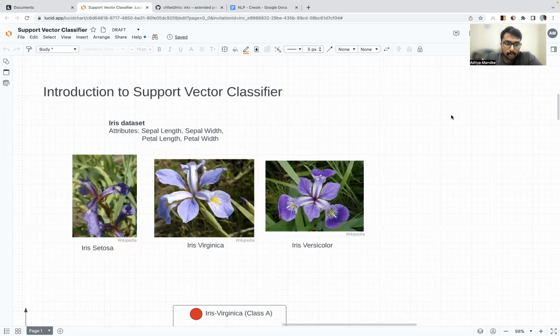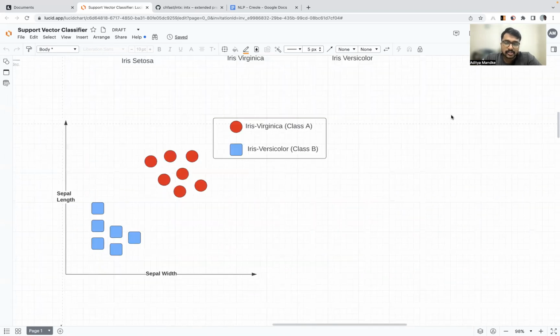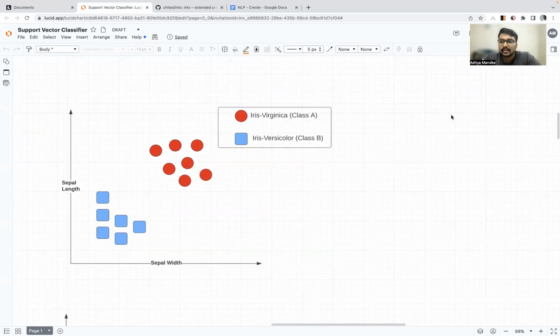So now we plot the information about iris virginica and iris versicolor on the graph. For our lesson today, we are just working with these two species. On the x-axis, we have sepal width. On the y-axis, we have sepal length. The red circles mean that the point belongs to iris virginica, that is class A. The blue squares mean that the point belongs to iris versicolor, that is class B.